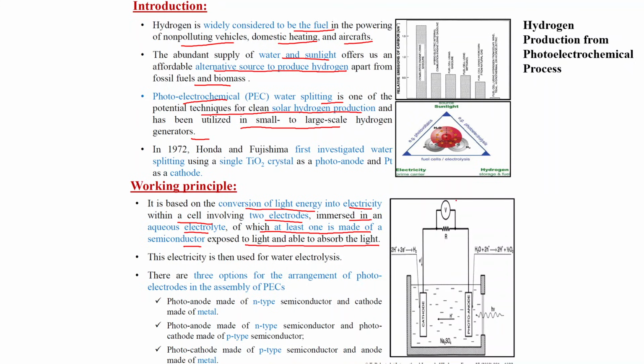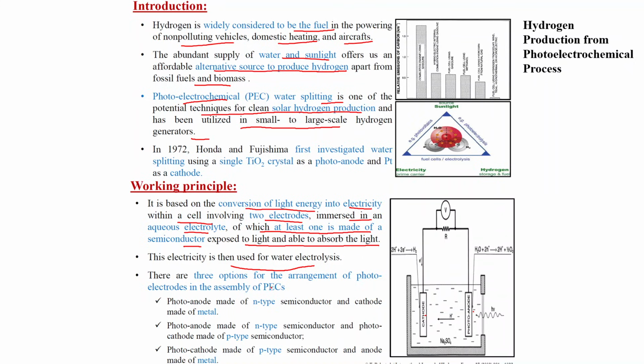So what is the logic behind it? Two electrodes are there, out of which one should be a semiconductor which can be exposed to light. It can absorb light, get excited and produce holes and electrons, which will assist in the splitting of water. The electricity is then used for water. So the holes and electrons produced from the semiconductor help in the splitting of water, and thus hydrogen is generated.